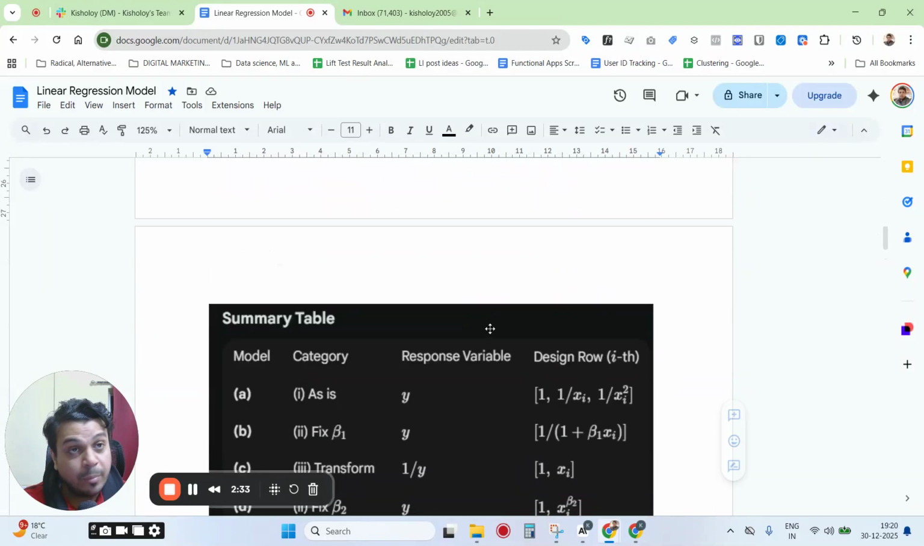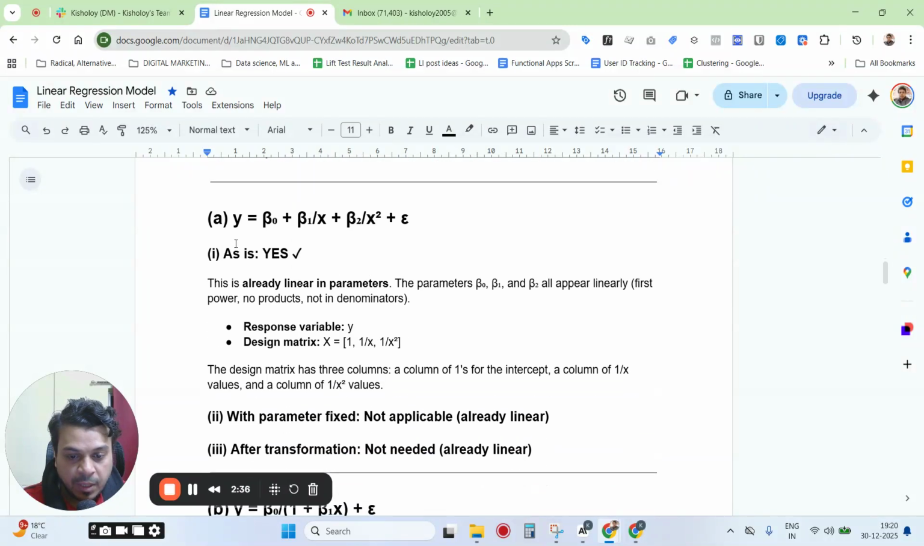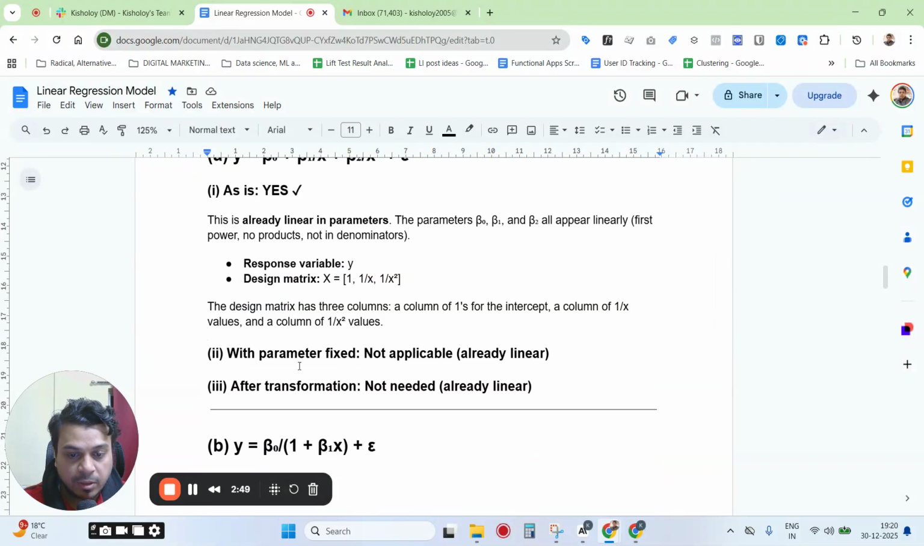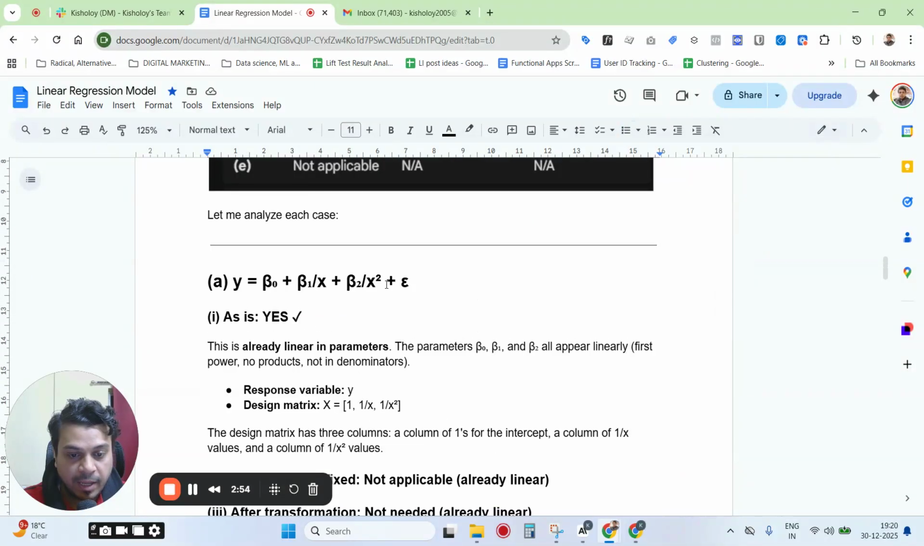It's not as important immediately, but it's not that difficult either. You can see that the first one is already in the form of a linear equation, because the parameters are all linearly present. There's no power, no products, and they're not in denominators either. Therefore, the design matrix is simply 1, x, x squared. A linear regression can be represented in the form of a matrix. If you are familiar with vector algebra or linear algebra, you will be familiar with these things, but if you're not, then you can skip this part.